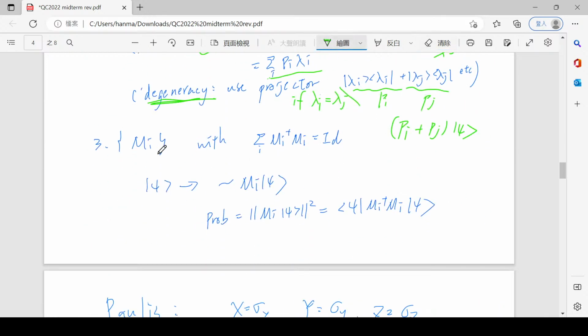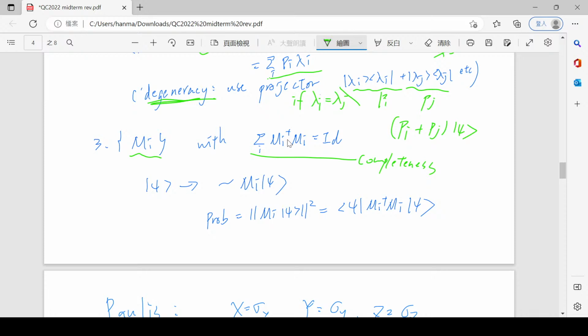And yeah, the last one is this most general measurement. You can have any set of matrices Mi as your measurement operators, and any set works except they need to satisfy this completeness relationship. Completeness means the summation over i of Mi dagger times Mi needs to be the identity matrix. So you need to check this is true.